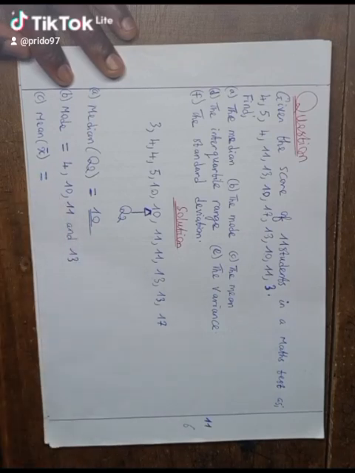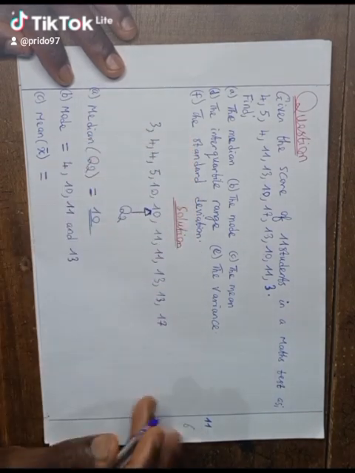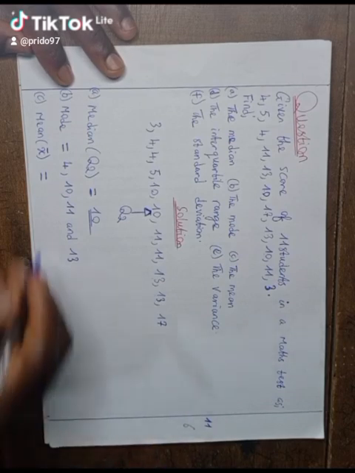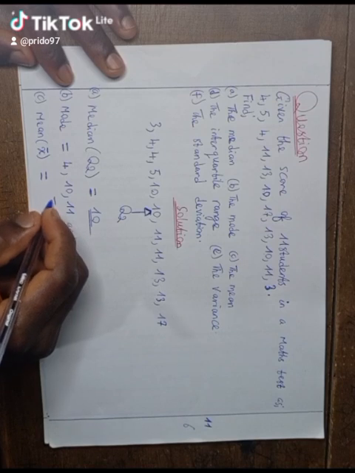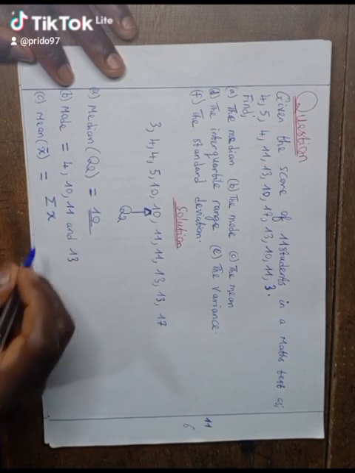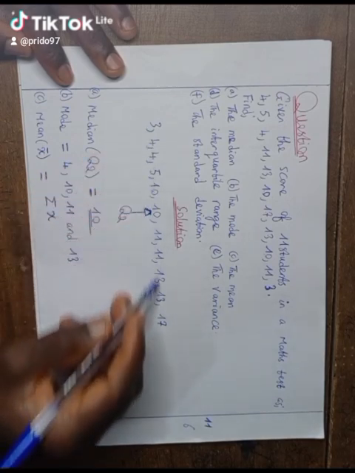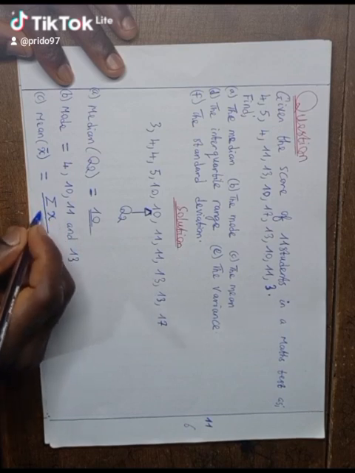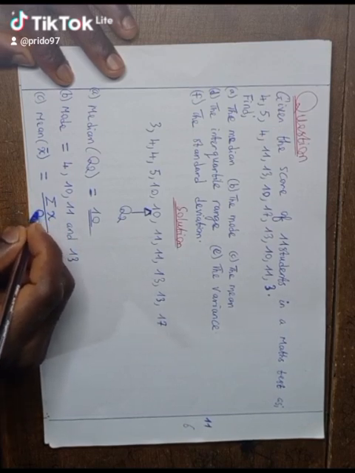We sum the number of observations. We sum the observations, then we divide by the number of observations. In this case, we are going to make use of a symbol. It stands for summation. That means you add all these numbers we have here, then you divide by the number of times you see them.